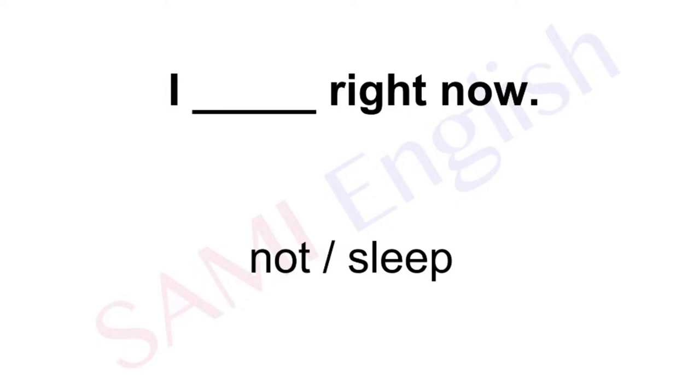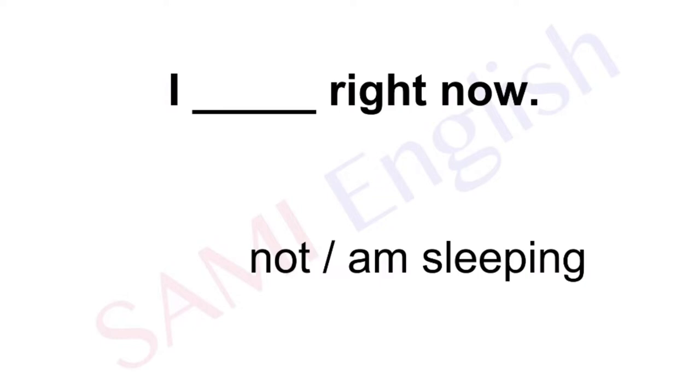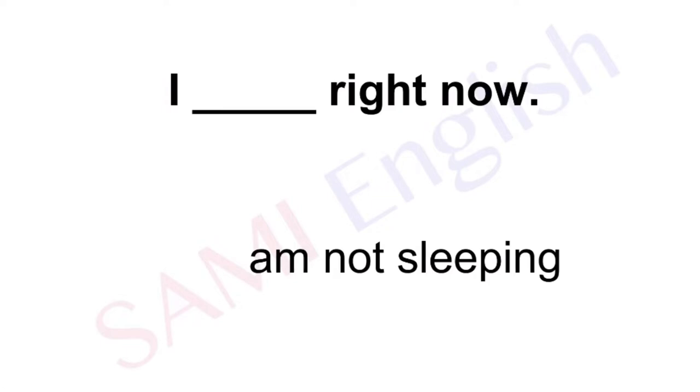So ibig sabihin, yung action ay nangyayari ngayon. So we should use the present progressive tense of the verb. So sleep will become sleeping, and the subject is I, so it should be I am, okay? I am sleeping. Now, we use the adverb not, and it is used in the middle of the progressive tense of the verb. So the answer is am not sleeping. I am not sleeping right now.